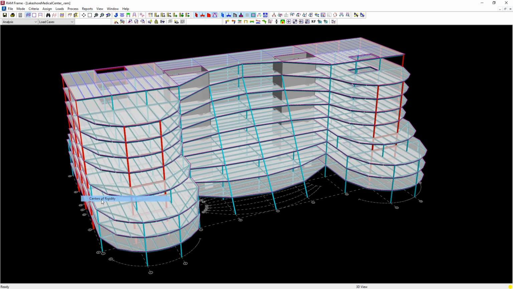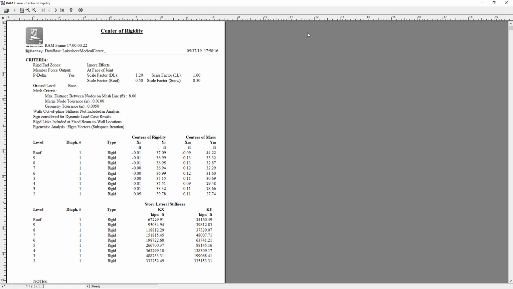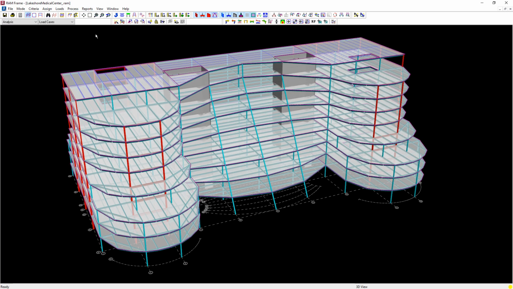Let's next take a look at the centers of rigidity report. In this report, we see a printout of the centers of rigidity and the centers of mass, which are necessary for the Eurocode implementation. We also see a listing of the story stiffnesses at each story for both the X and the Y direction, and from these we can determine whether the stiffness above or below a story has changed more or less than the code requires.